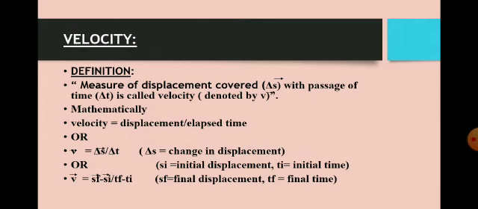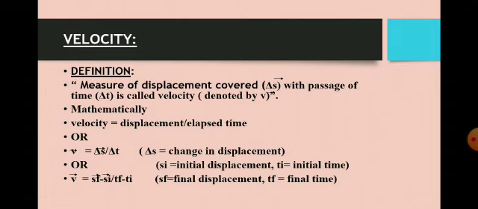So mathematically we will write velocity is equal to displacement divided by elapsed time. Symbolize it, then we get v is equal to delta s divided by delta t, where delta s is replaced by sf minus si, which shows the final and initial displacement respectively. And elapsed time delta t is replaced by tf minus ti, which represents the final and the initial time respectively.